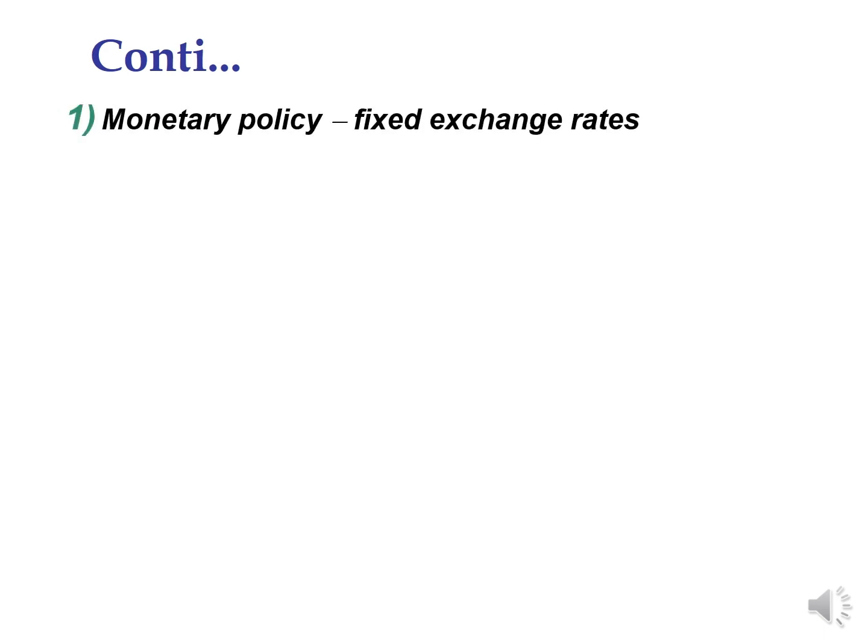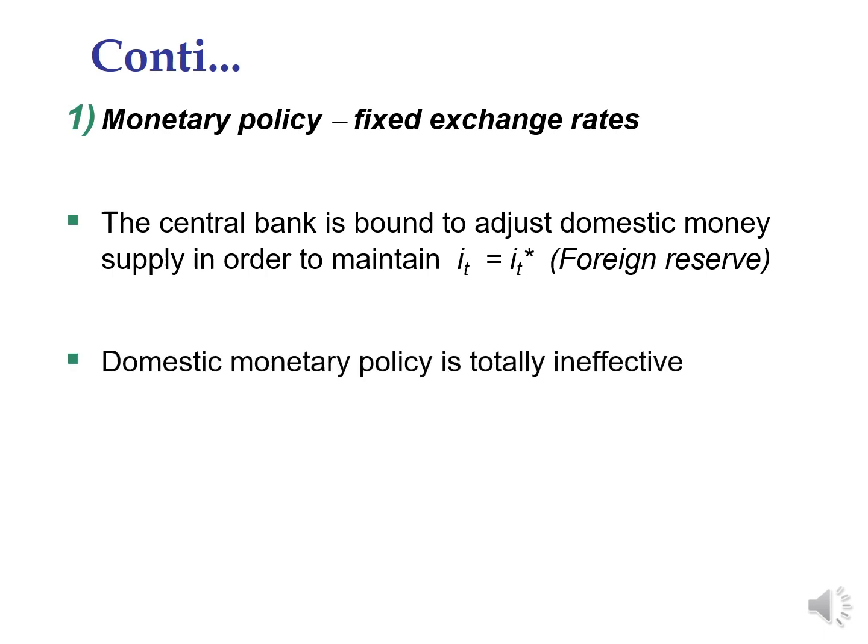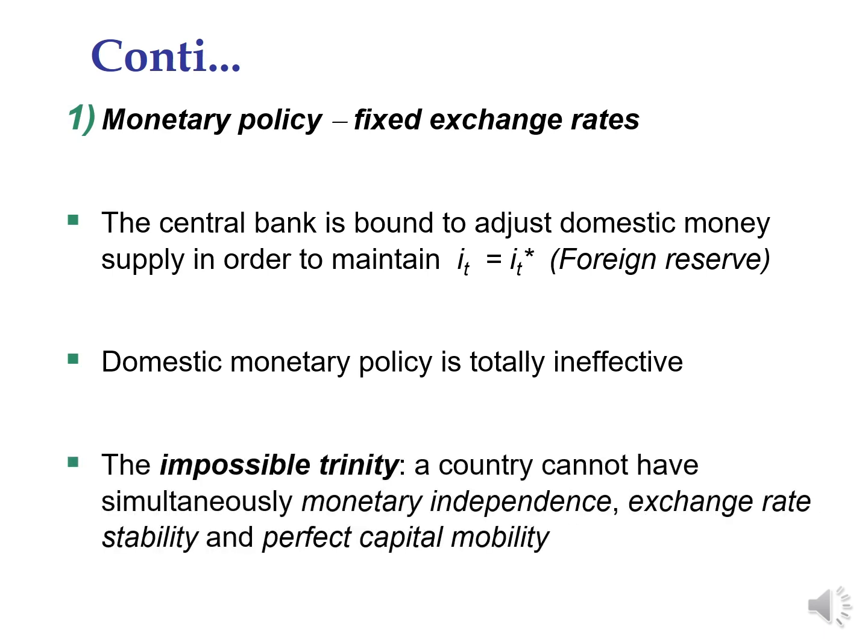So, monetary policy under fixed exchange rate. The central bank is bound to adjust the domestic money supply in order to maintain the foreign reserves. So domestic monetary policy is totally ineffective. The impossible trinity: a country cannot have simultaneously monetary independence, exchange rate stability, and perfect capital mobility.